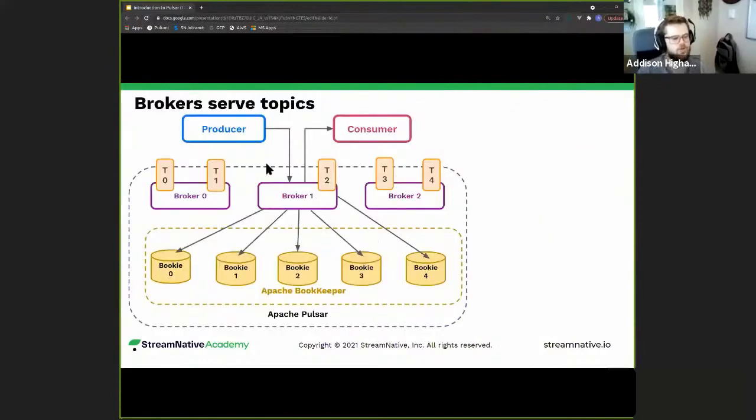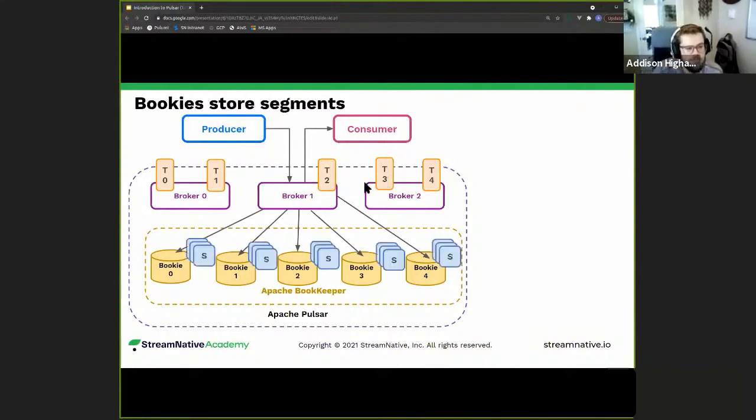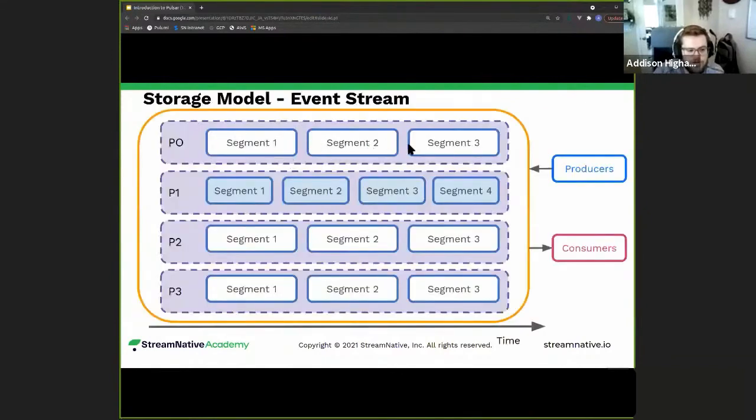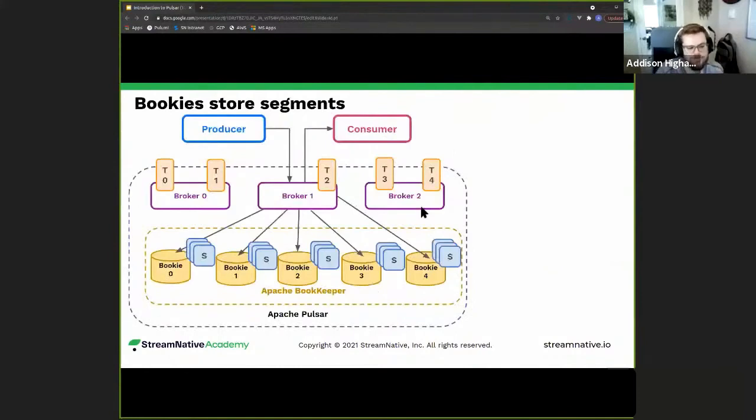Okay. So here we have a representation of a Pulsar cluster. We have our brokers, which once again are stateless components, and they serve topics or topic partitions. You can think of them interchangeably in Pulsar. So if a producer wants to write to a given topic and a consumer wants to consume from it, they're directly connecting to that underlying broker. And bookies' job is to store segments. So those segments that we talked about opening and closing actually live on bookies.